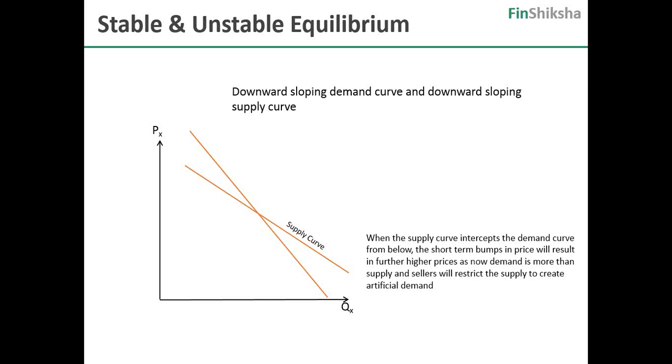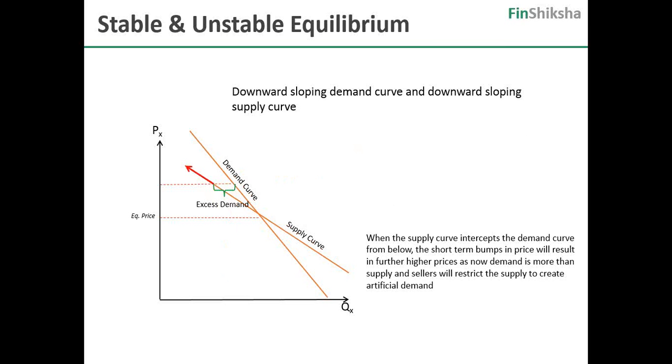When the supply curve intercepts the demand curve from below, let's see what happens to pricing. If that's my demand curve, that's my equilibrium price point. Let's assume we move to a higher price. Now at a higher price, the quantity demanded, which is QD, is greater than the quantity supplied, like this, right? And this is quantity demanded, this is quantity supplied. Now because of this, the price would actually increase further because the demand is higher than the supply at this point of time. And because the price increases further, the price actually moves away from the equilibrium.